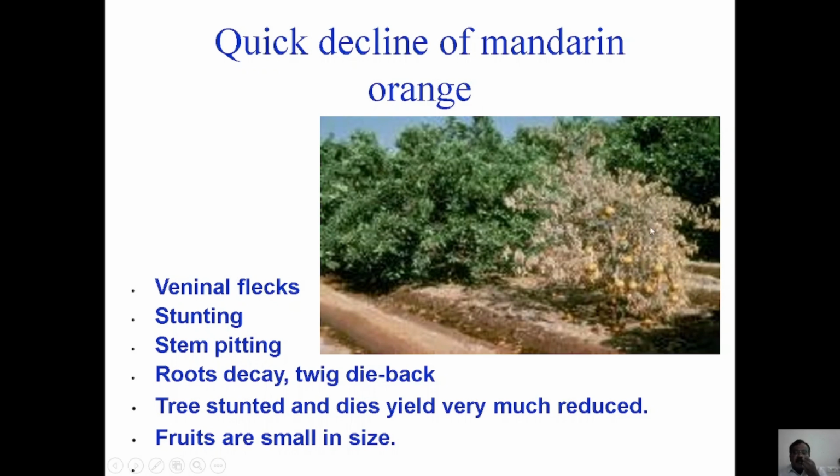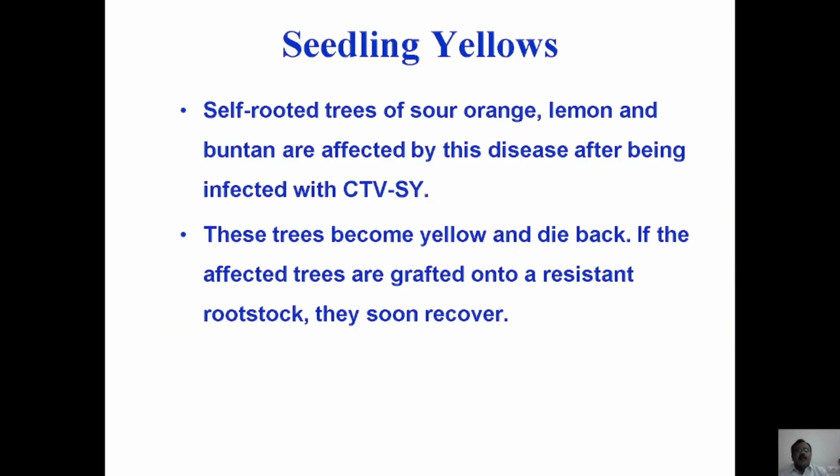The infection of the virus disease on the plant shows development of vein flecks on the surface of the leaf and stunted growth of affected plants, and when you remove the bark of an affected plant, you could see numerous pits on the stem. Ultimately, the roots become decayed due to infection, and the twigs show the dieback symptom. The affected trees may die within a short period, and the fruits, if produced, are very small in size and unviable. Next, it also produces seedling yellows disease, that is, self-rooted trees of sour orange, lemon, etc.